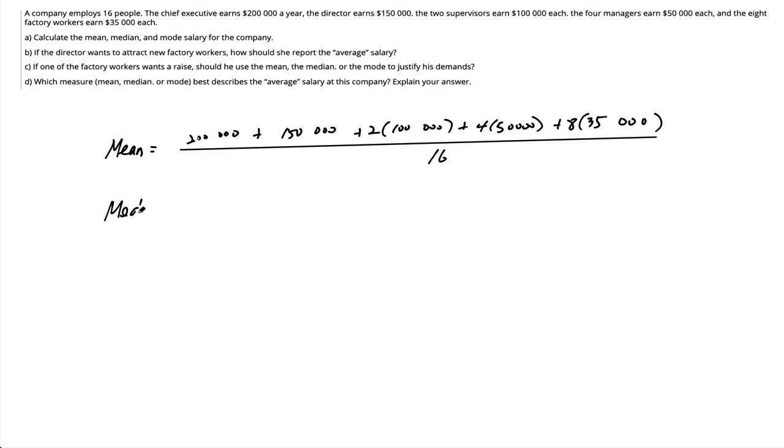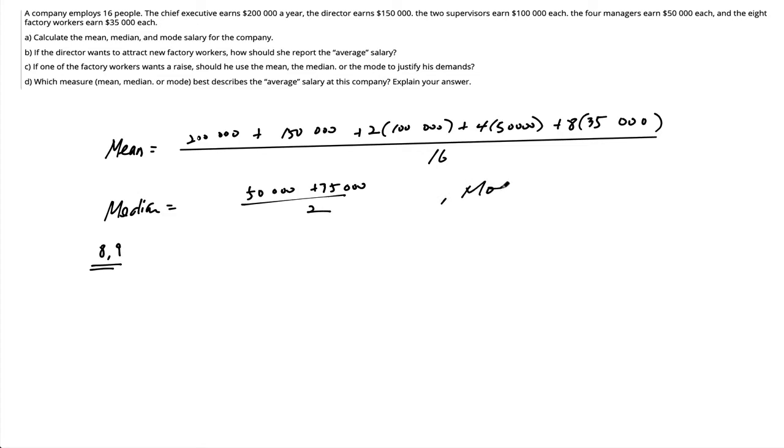Okay, median, right? Median is going to be, so there's 16 numbers. So median is going to be the average between the 8th and the 9th number. Okay, so we have 1, 2, 3, 4, right? So 50,000 is the 8th number. And then the 9th number is 35. Divide that by 2, that's the median.